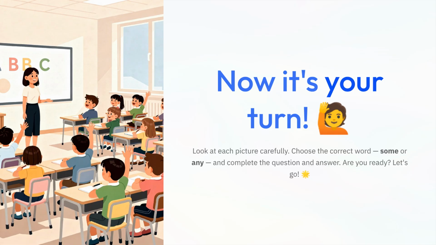Now it's your turn. Look carefully at each picture. Choose the correct word, some or any, and complete the question and answer. Are you ready? Let's go.